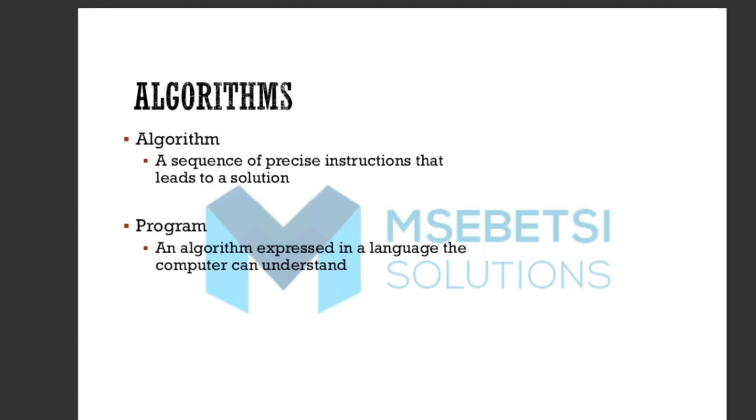A program is an algorithm expressed in a language the computer can understand. That's a program. So you'll just see it as a program coming up, but it's algorithms inside. And what are algorithms? You'll answer that.